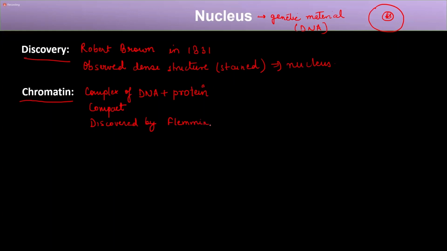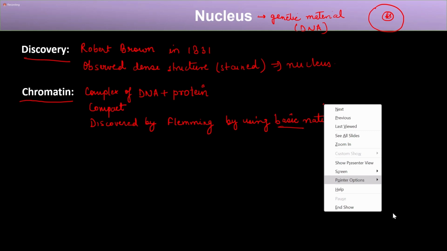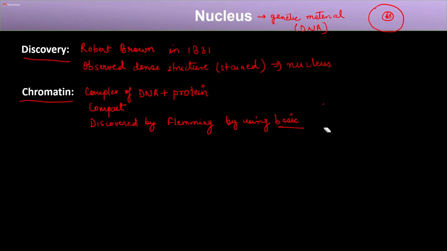Okay. And how did he discover it? He discovered it by using a basic dye. Basic means that it has base nature. Okay, we have studied acid and base, right? So he used a dye that was basic in nature, and using this dye, he stained the nucleus, and then he observed a structure called chromatin.